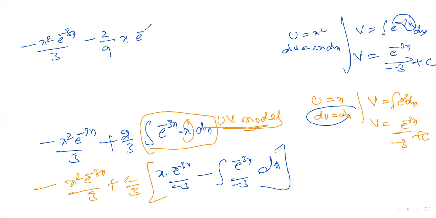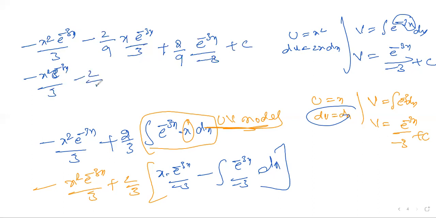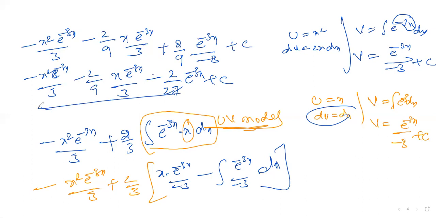So x into e power minus 3x by 3. Then minus into minus is plus, automatically it should be plus only. So 2 by 9. Okay. Integration of e power minus 3x is again e power minus 3x by minus 3 plus c. Clear, right? So the final answer is x square e power minus 3x by 3, minus 2 by 9 x e power minus 3x by 3, minus 2 by 9 into 3, which is 27, e power minus 3x, plus c. It is the final answer. Here you apply the UV model two times. Clear, right?